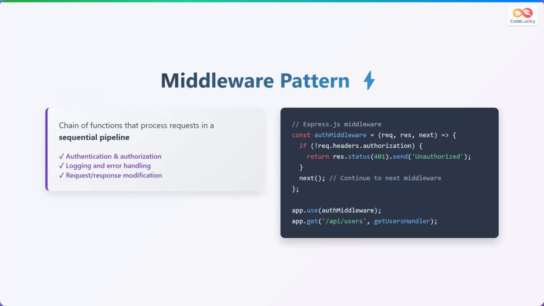The middleware pattern involves a chain of functions that process requests in a sequential pipeline. It is commonly used for authentication and authorization, logging and error handling, and request/response modification.